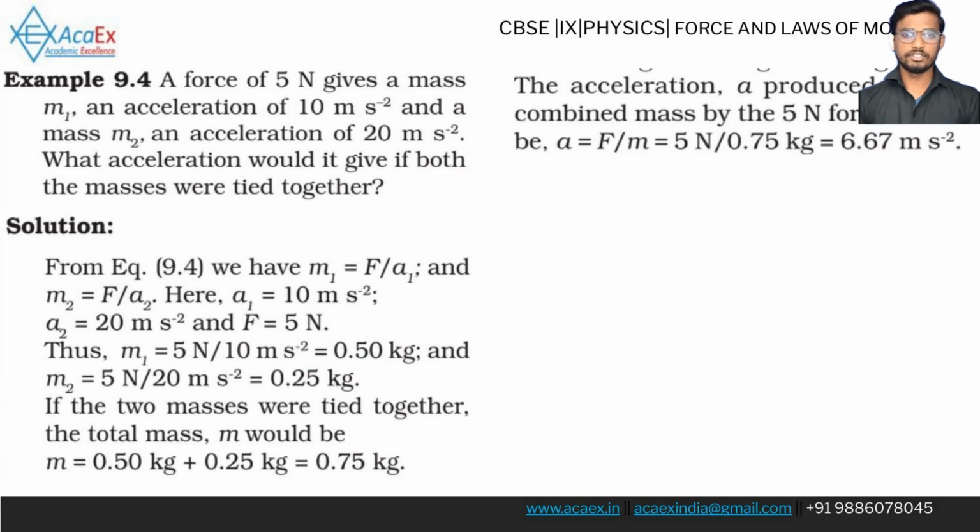A 5 newton force gives mass m1 an acceleration of 10 meters per second squared and m2 an acceleration of 20 meters per second squared. Find acceleration if both masses are tied together. m1 equals F divided by a1 equals 5 divided by 10 equals 0.5 kilograms. m2 equals 5 divided by 20 equals 0.25 kilograms. Total mass equals 0.75 kilograms. Acceleration a equals F divided by M equals 5 divided by 0.75 equals 6.67 meters per second squared.